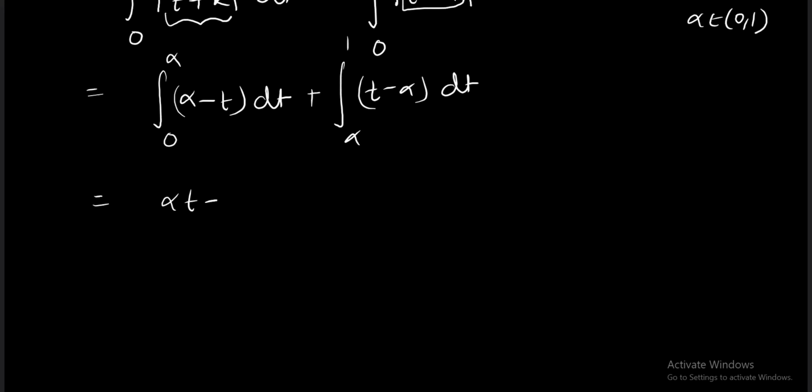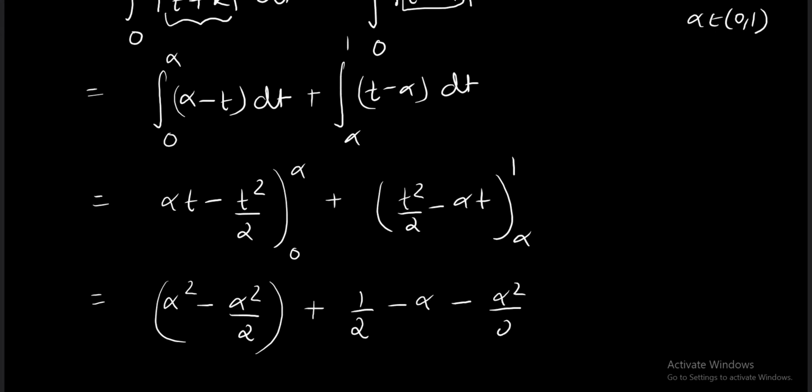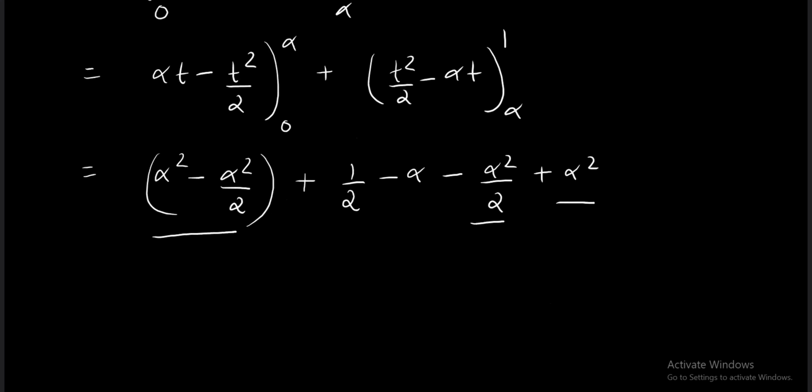Integrating it gives me alpha t minus t square by 2, putting the limit 0 to alpha. Then we have t square by 2 minus alpha t, alpha to 1. Putting the upper limit gives me the value as alpha square minus alpha square by 2. On the lower limit everything is 0. Here on the upper limit it becomes 1 by 2 minus alpha, while the lower limit gives me minus alpha square by 2 and plus alpha square. So as you can see, all alpha square when I club together, I'm getting only alpha square. Then we have minus alpha plus 1 by 2.